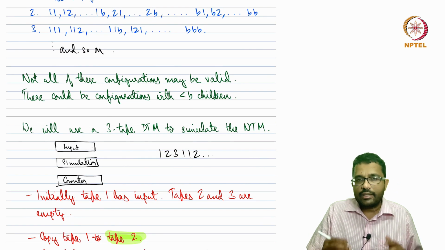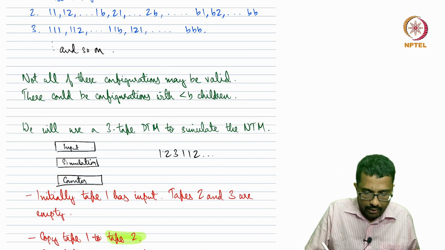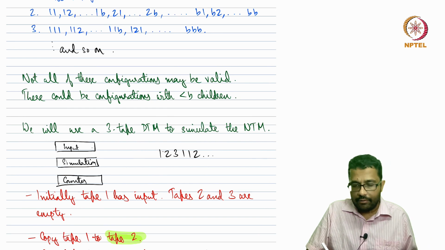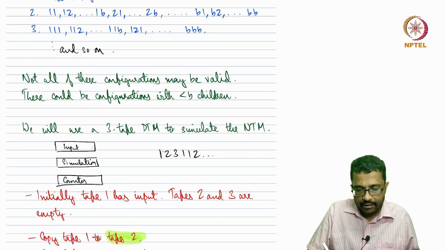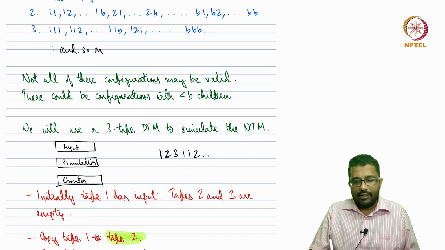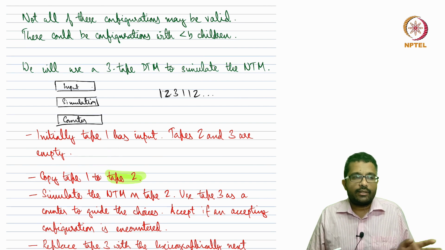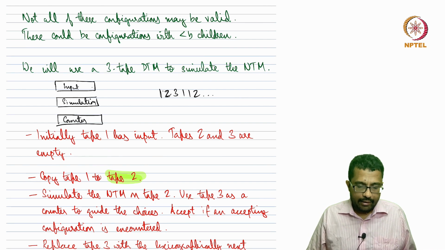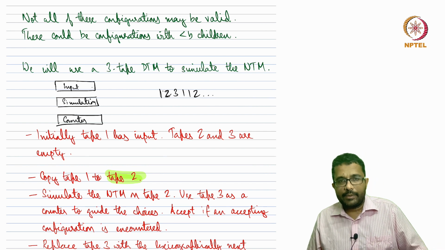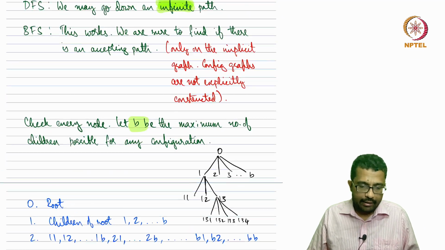Whenever we have to make a choice between multiple successor configurations, the first time we choose the first successor, second time we choose the second successor, third time the third successor, fourth time first successor, fifth time first successor, sixth time second successor, and so on, right? So the counter will guide us which of the non-deterministic choices to exercise, right? And when we see an accepting configuration, we accept.